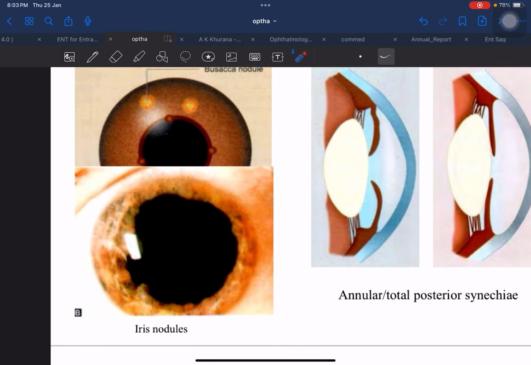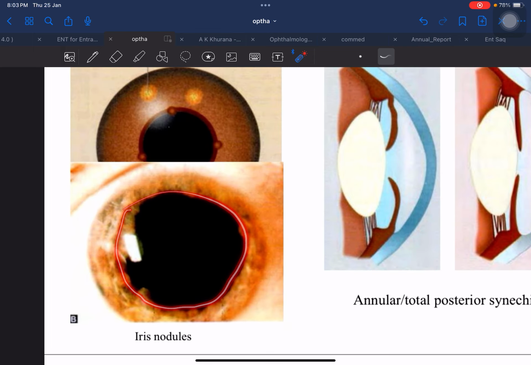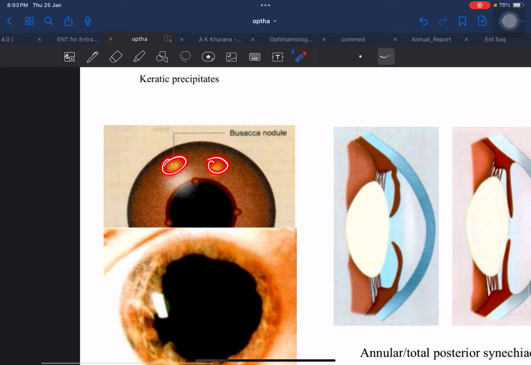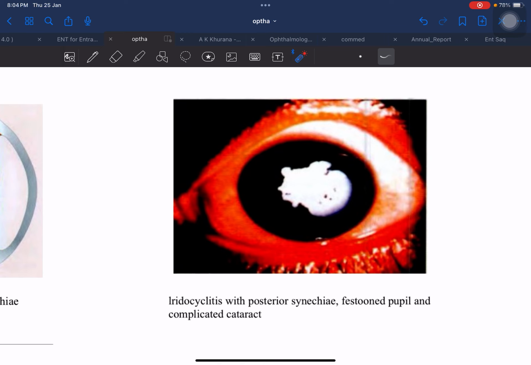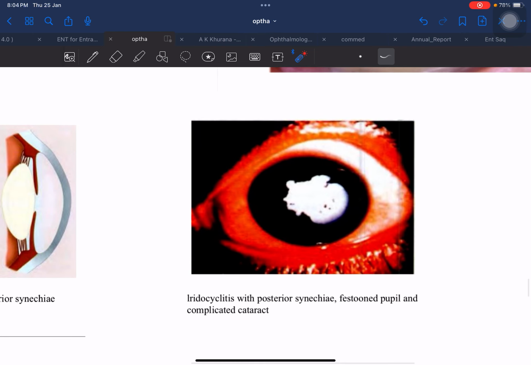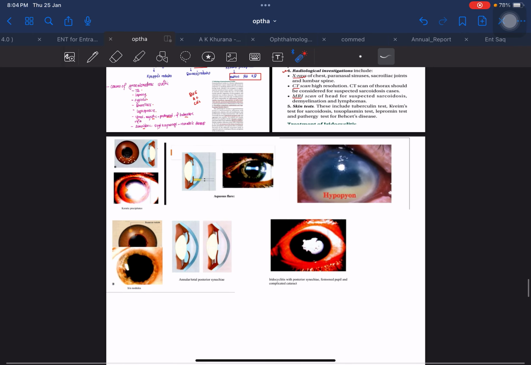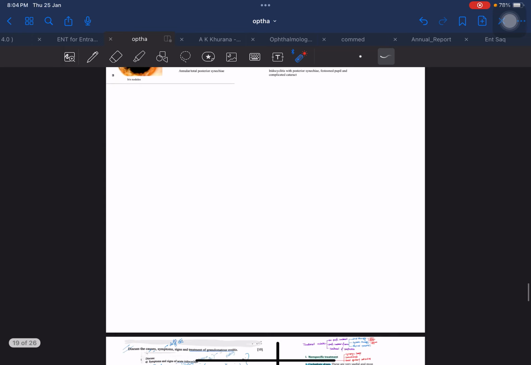Now what is this? Here you can see iris nodules on the periphery. And we can see synechia. Annular total posterior synechia can be seen right here. Similarly, what we can see here is a festooned pupil because of posterior synechia, seen under a dilated pupil, and it is a complicated cataract. So these are the investigations, signs and symptoms of uveitis.